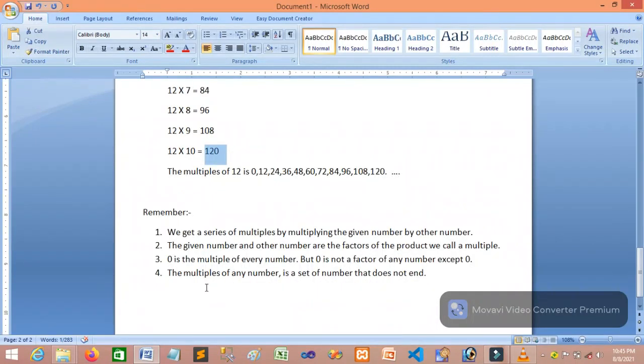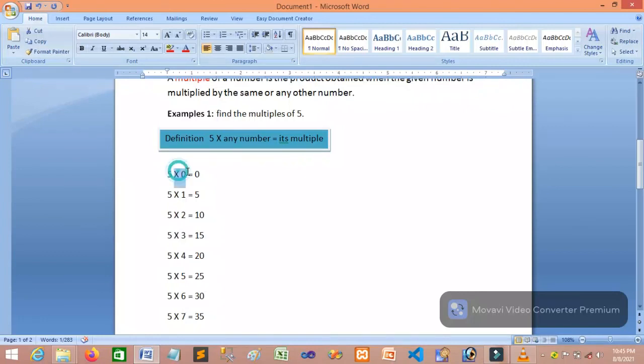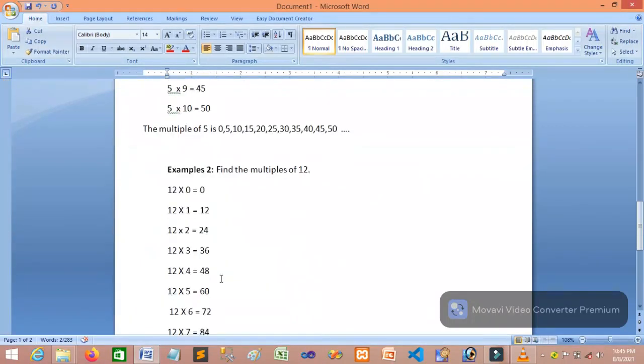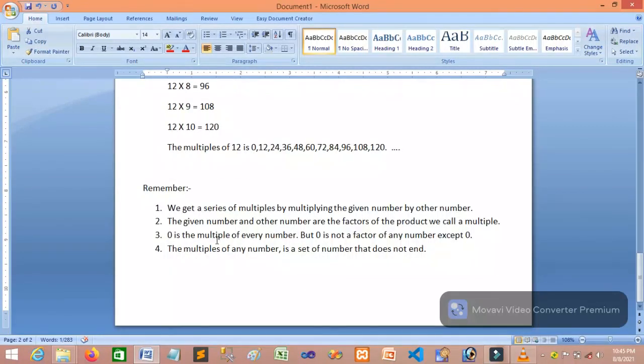Then third point: 0 is the multiple of every number. If you look at the first example, I multiplied first by 0, and in the second example also I multiplied by 0. So 0 is the multiple of every number, but 0 is not a factor of any number except 0. When we found the factors, at that time I didn't say 0 is a factor. So 0 is the multiple of every number, but 0 is not a factor of any number.